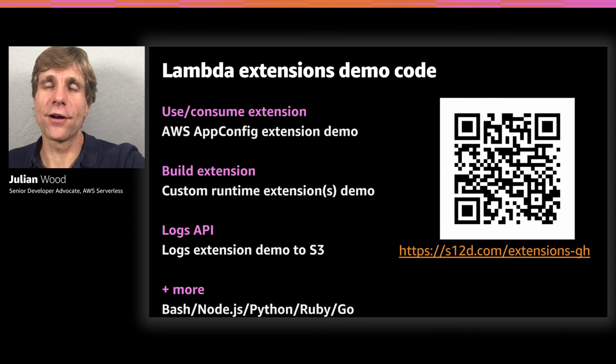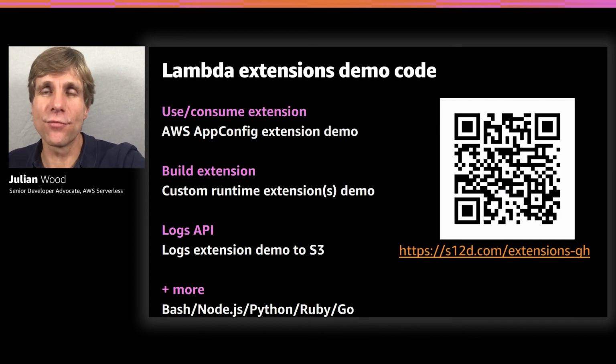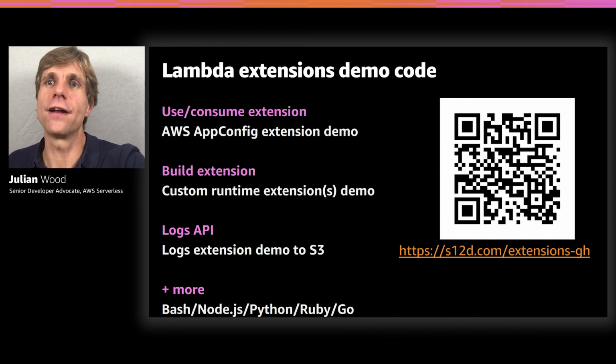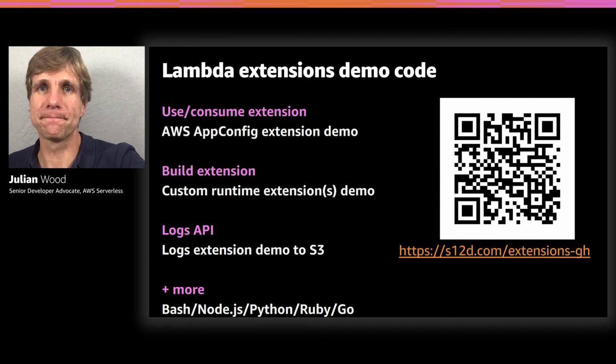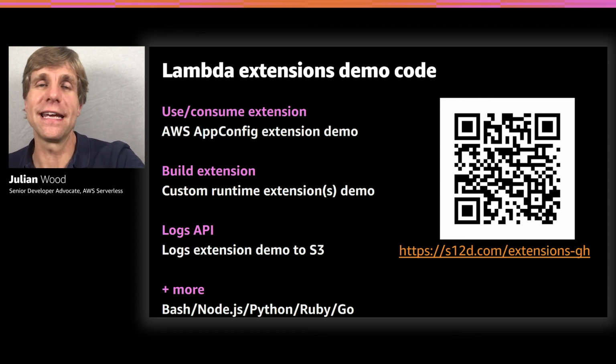There's a lot more demo code on GitHub which you can explore to learn more about extensions. Look at the AppConfig code to see how you can use an extension. The custom runtime code shows how you can build an extension, and there are 2 versions of the log extensions, one for zip and one for container image packaging formats. And there's plenty more in other languages, including example extension wrapper scripts. And please feel free to contribute and add your own interesting examples.